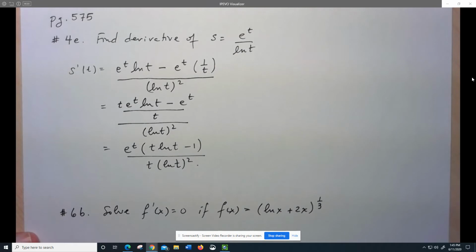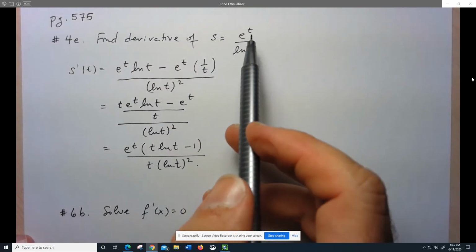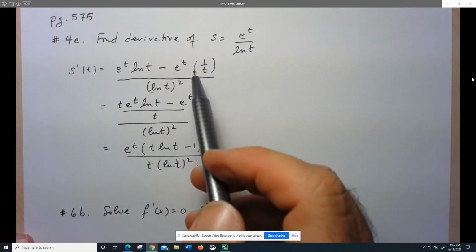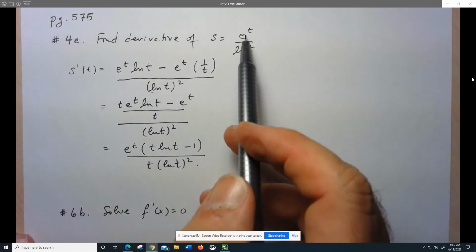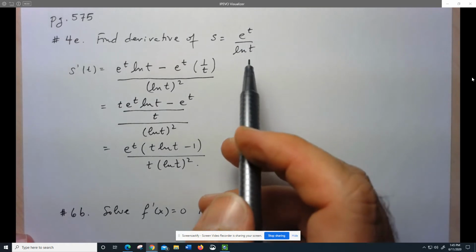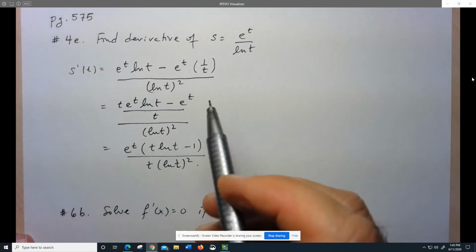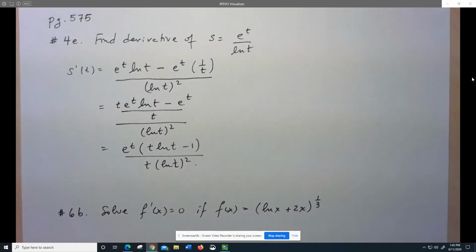Just to recap this one, recognize this as a quotient, so you're going to use the quotient rule, and then of course you need to know the derivatives of these two basic functions. e to the t, its derivative is just itself, and the derivative of ln is just 1 over the variable. All right, let's move on to 6b.